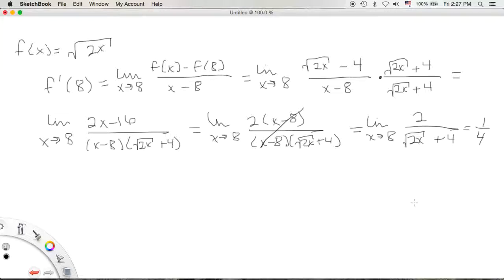So the derivative of this function here at 8 is 1/4. So what does that mean? That means that the slope of the tangent line, or the instantaneous rate of change when x equals 8 on this function, is equal to 1/4.